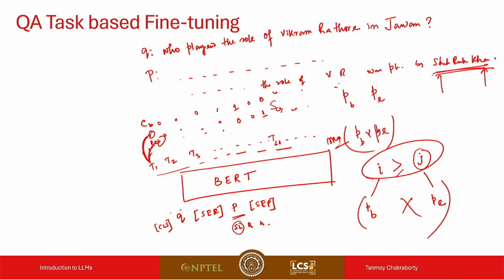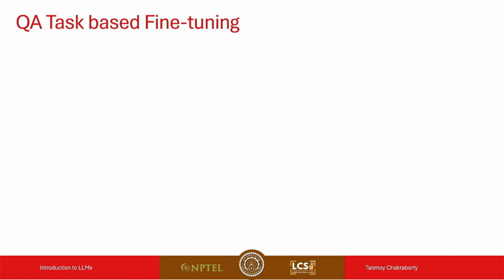Now you may ask that in a passage there are multiple appearances of the word Shahrukh Khan, so which one will I consider? Generally you consider the first appearance of the word Shahrukh Khan. Okay, so in this way you can essentially use a pre-trained BERT model for a downstream task like the question answering task, which apparently looks very different from the pre-training objective, right? Now this is all about BERT.